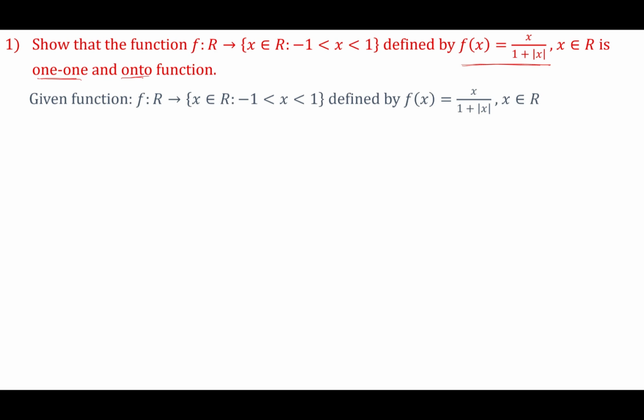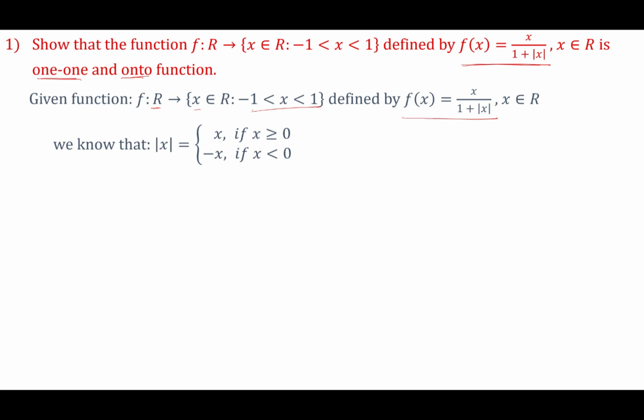At first, in the given function my domain is all real numbers, and my range lies between -1 and 1, defined by f of x equals x over 1 plus mod x. Here, mod x is positive whenever x is greater than or equal to 0, and x is negative when x is less than 0. So we take x positive if x is greater than or equal to 0, and we take x negative when x is less than 0.